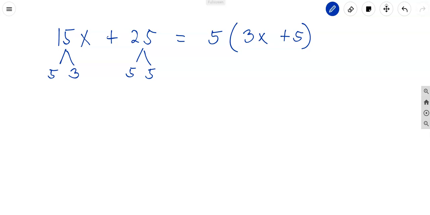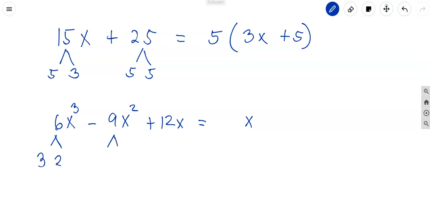So that is the factor of 15x plus 25. Okay, so another one, let's try. If we have 6x cubed minus 9x squared plus 12x, what is the common factor? The common factor here is equal to x, so we'll take out x. And then what is the common factor of 6, 9, and 12? We will have 3 times 2, 3 times 3, and 4 times 3. Therefore, the common factor of 6, 9, and 12 is positive 3. So we'll write 3 there.